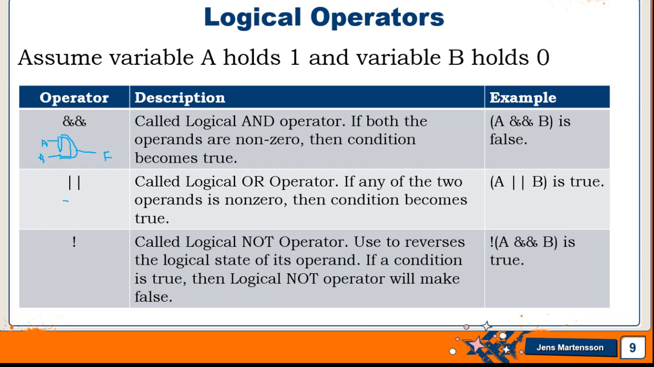Then we have the OR gate. Remember we used to have the OR gate, which is like this, and then we said, if any of the inputs is equal to 1, then the output F is equal to 1. The same applies here. Then we have the NOT, which always reverses the logic output. So if we have 1 as the output, the NOT will reverse it to 0, and if we have 0 as the output, the NOT will reverse it to 1.